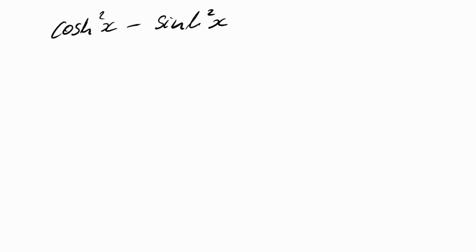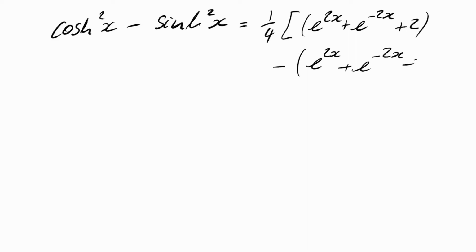Let's have a look at the combination cosh squared x minus sinh squared x. So all I've done there is insert the definitions and square them. And what we can see is that the exponentials in these two things cancel out. And what we're left with is just 1. This is very similar to the trig identity cos squared plus sine squared equals 1. It turns out every single trig identity has an analogous one for the hyperbolic functions.